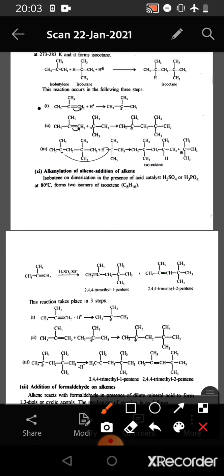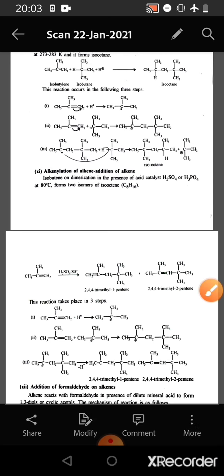In the first step, the isobutylene adds on proton and forms tert-butyl carbonium ion. Now, one molecule of isobutylene reacts with a molecule of tert-butyl carbonium ion and forms an adduct carbonium ion. Now, this adduct carbonium ion abstracts hydrogen as hydride from one molecule of isobutane and forms isooctane, and also tert-butyl carbonium ion is formed.